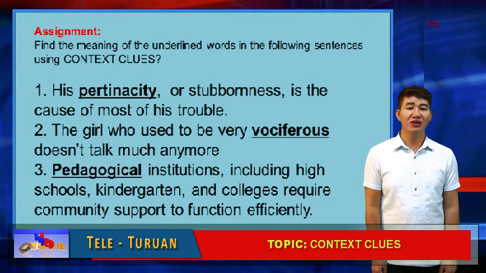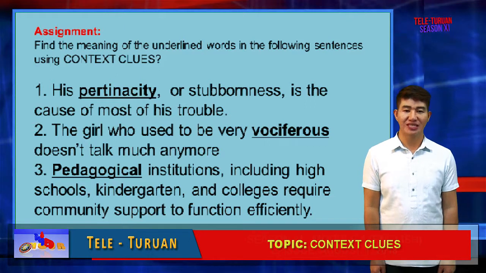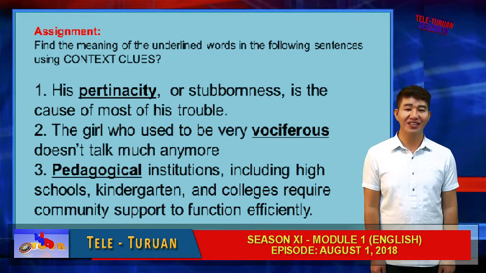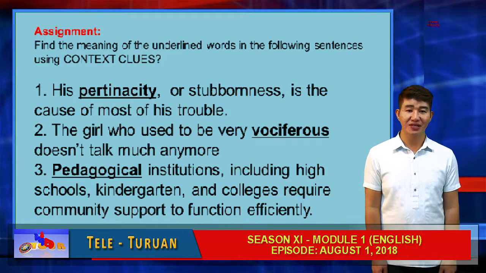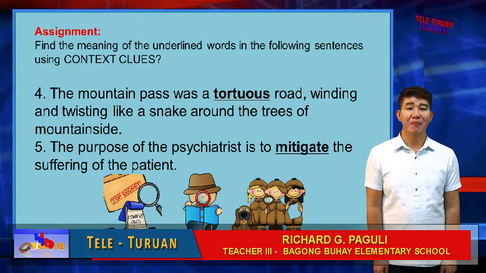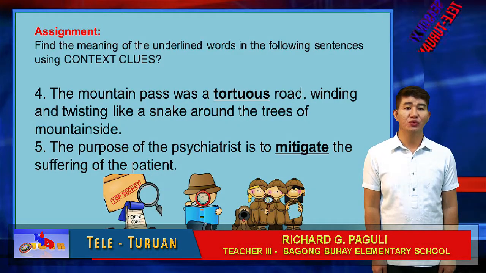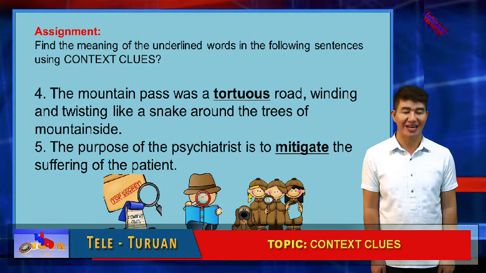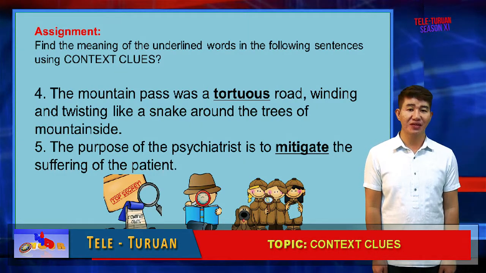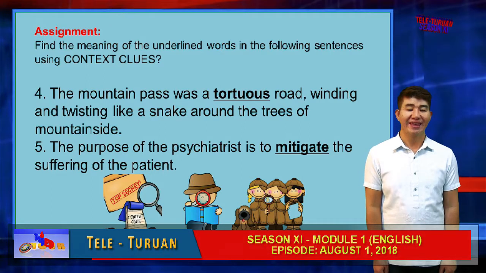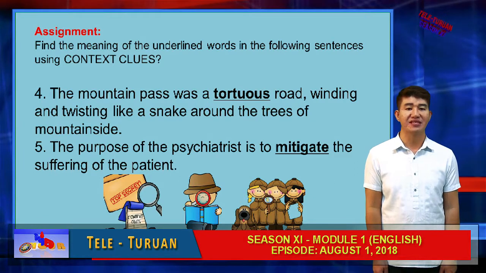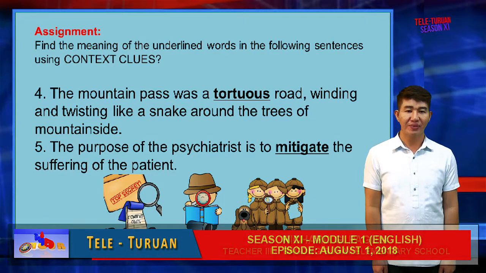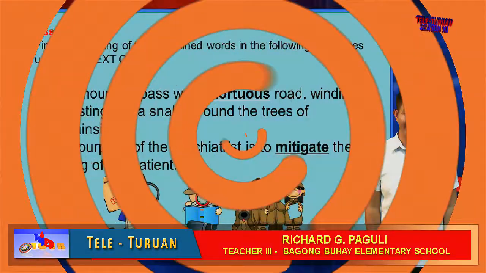Number 3. Pedagogical institutions, including high school, kindergarten, and colleges, require community support to function efficiently. Our underlined word is pedagogical. For number 4, the mountain pass was a tortuous road, winding and twisting like a snake around the trees of the mountainside. For number 4, the underlined word is tortuous. And last but not the least, number 5, the purpose of the psychiatrist is to mitigate the suffering of the patient. For number 5, the underlined word is mitigate.